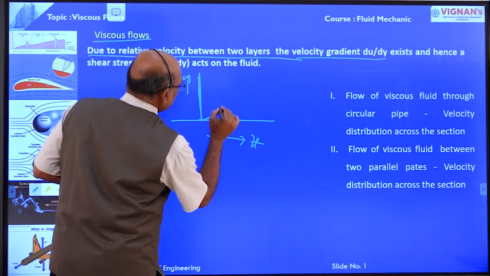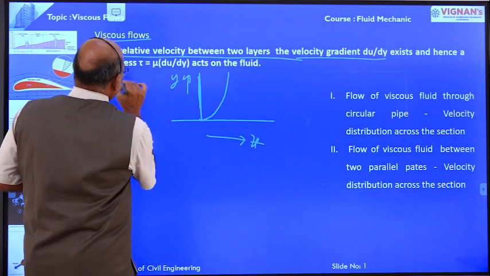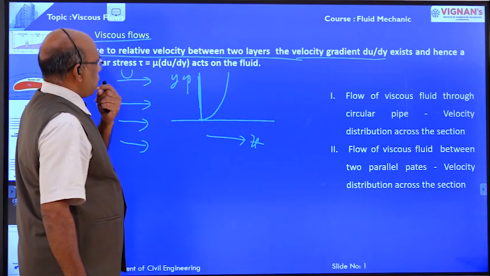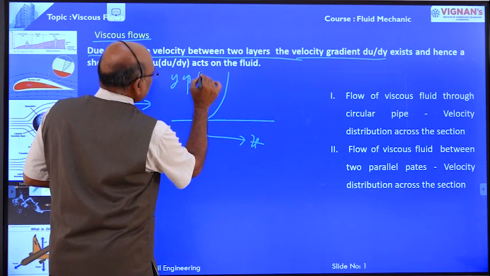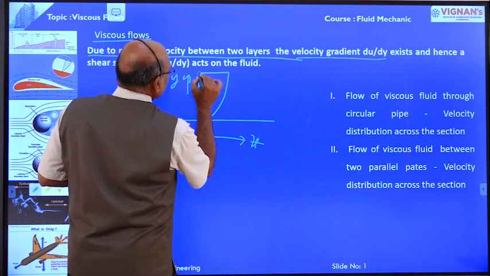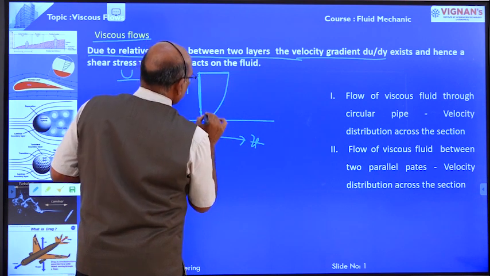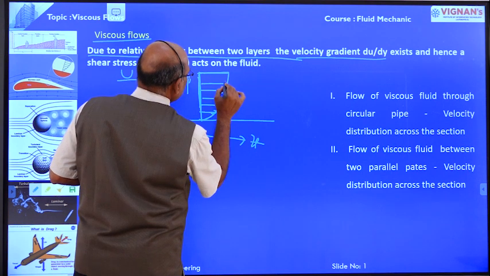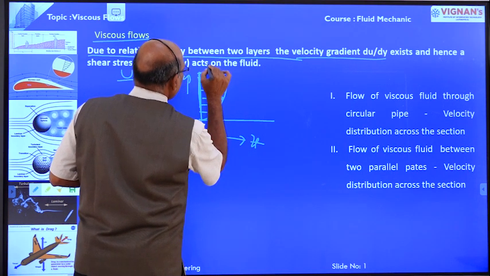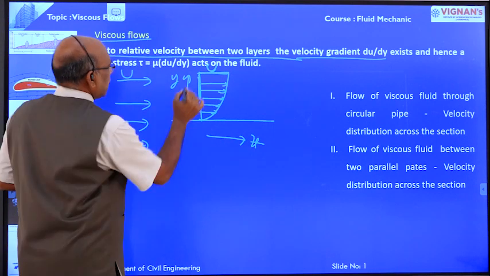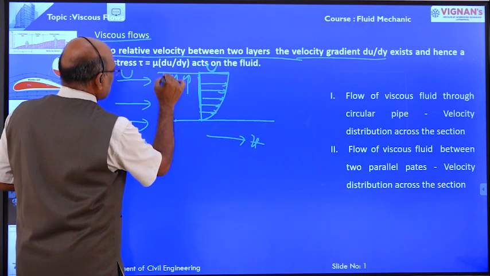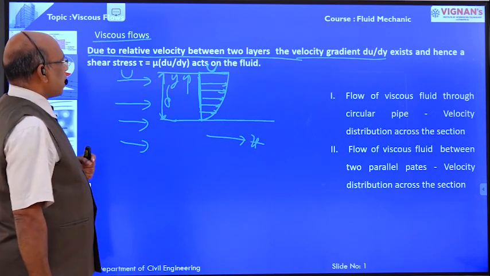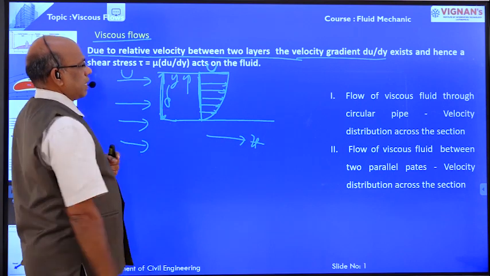The velocity gradually increases. Here, this is the free stream velocity capital U. At one location, the velocity reaches the free stream velocity. This is known as the boundary layer thickness. This is already explained. This is known as the thickness of the boundary layer.